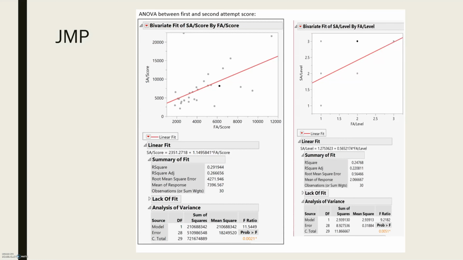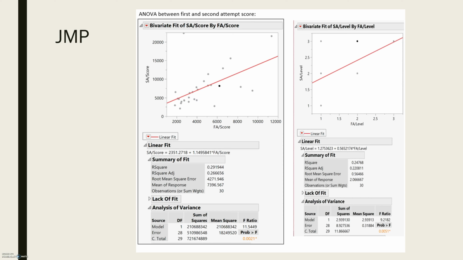These snippets are showing the ANOVA test that we conducted in JMP. The snippet on the left shows the ANOVA test between the first attempt score and the second attempt score. As you can see at the bottom right, the p-value was 0.0021, which means that there was a significant difference between the first and second attempt, which shows that by teaching the game, someone gets better.